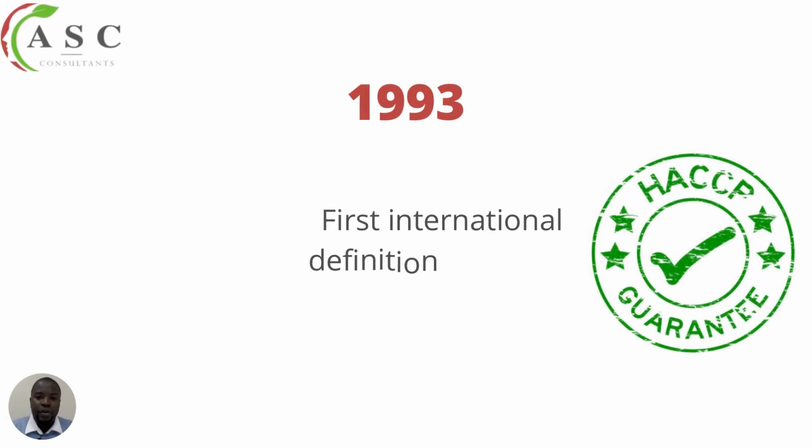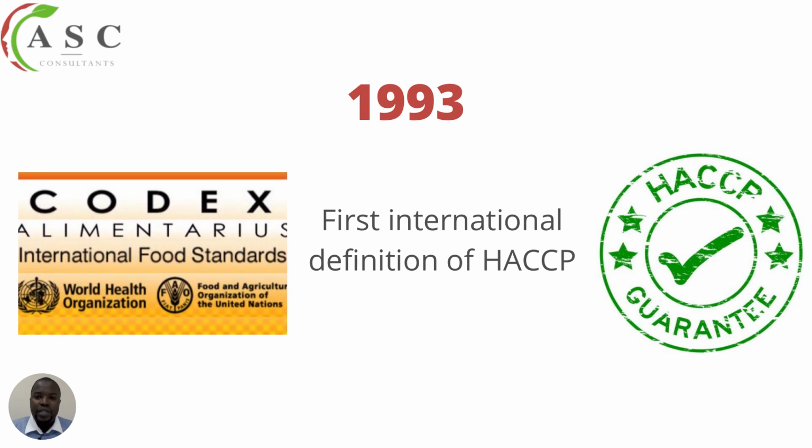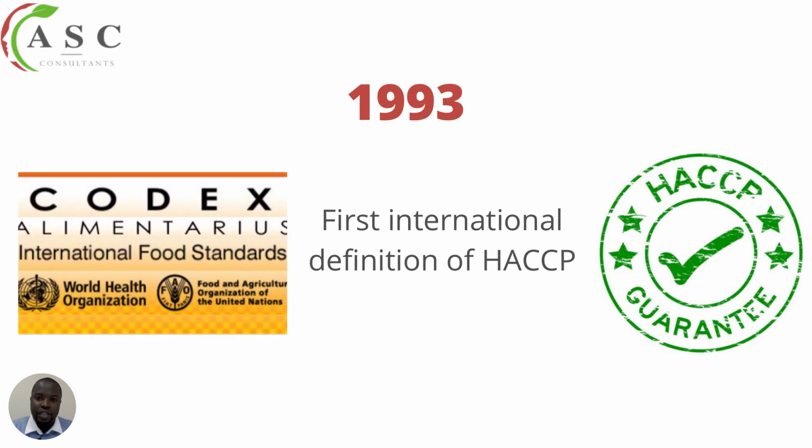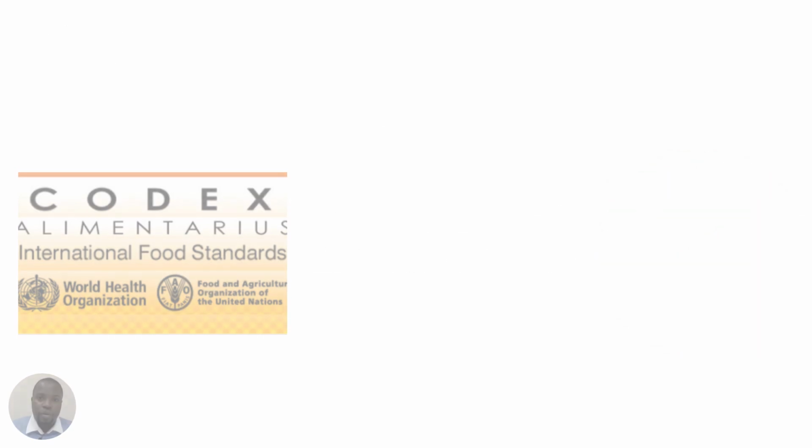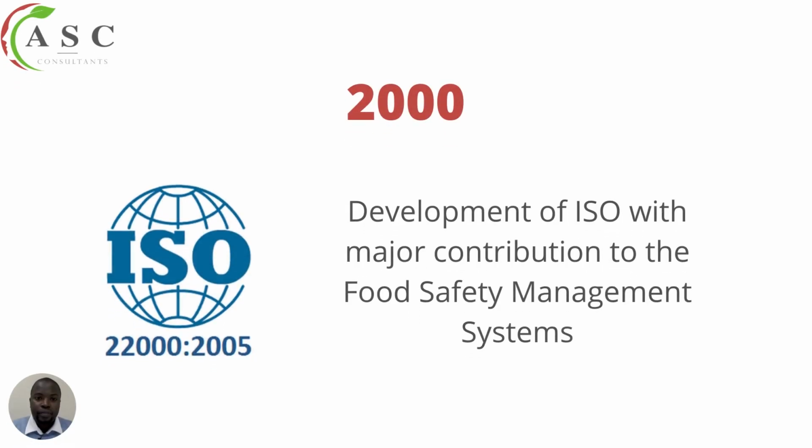Then in 1993, Codex Alimentarius provided the first definition of HACCP, which is basically what everyone has built on, and then later on they came up with the HACCP 12 stages, and subsequently the GMPs, good manufacturing practices, that are implemented to prevent foodborne illnesses.